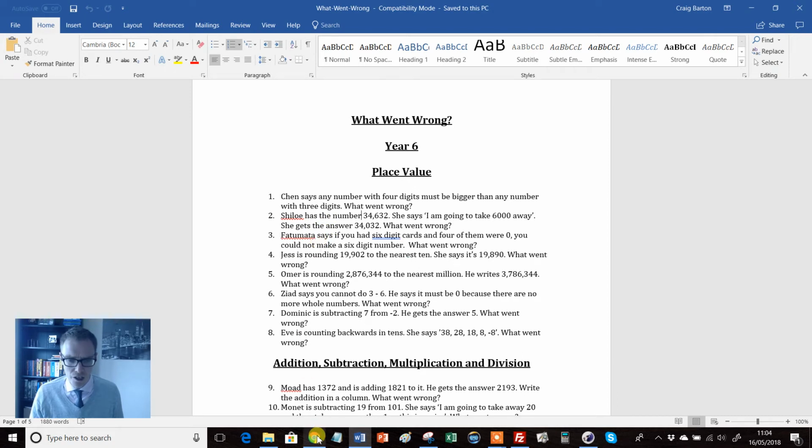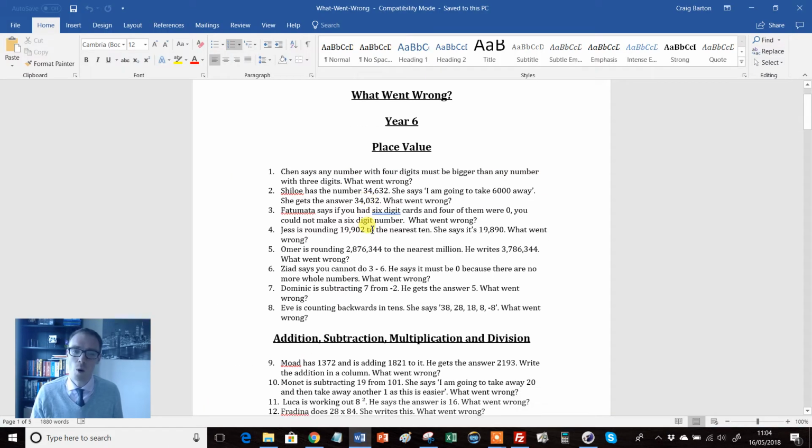So it's a collection of, let me get the number right, 90 What Went Wrong questions. And What Went Wrong is essentially a way of addressing key misconceptions. So I'll show you this one. I like this one here straight away.